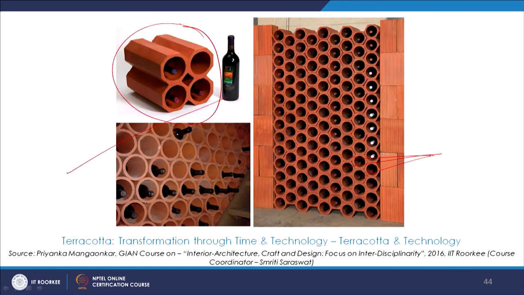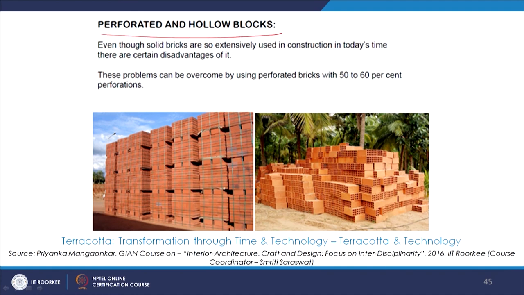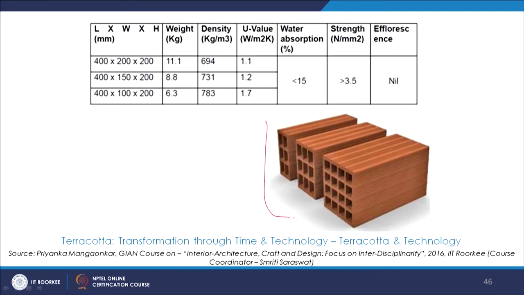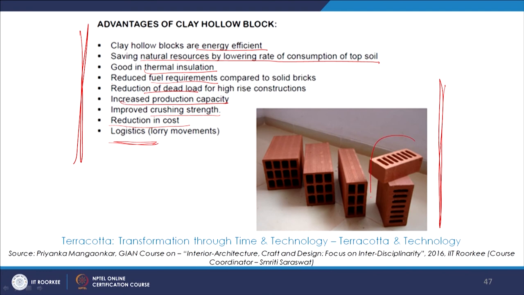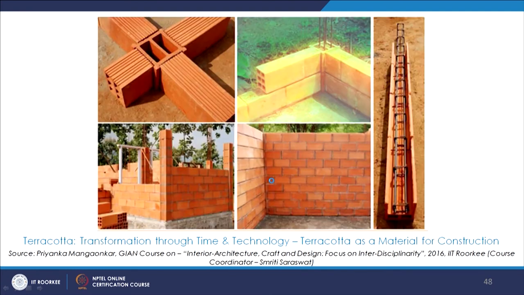Again, modular. These are perforated and hollow blocks which are used for construction, and it is possible to use them for structural purposes also. They are highly used for structural purposes. Some dimensions and details of these hollow terracotta blocks. And there are a lot of advantages of these clay blocks. They are energy efficient, saving natural resources by lowering the rate of consumption of topsoil. They are good in thermal insulation, with reduced fuel requirements, reduction of dead load, increased production capacity, improved crushing strength, and reduction in cost and logistics. So they have been used for construction, and this is the new expression, the new form, the new terracotta. Some examples of how it is used in construction blocks here.